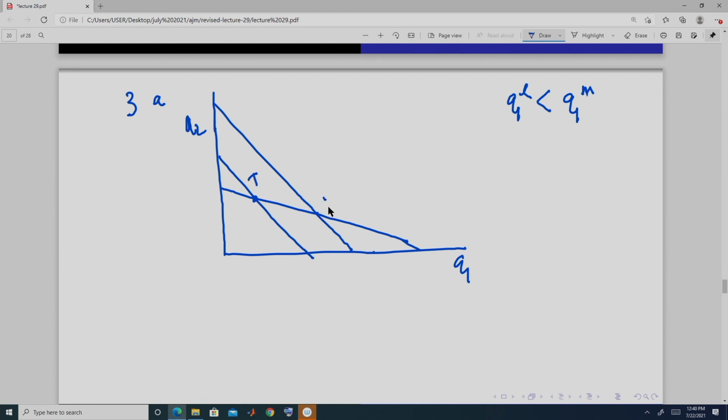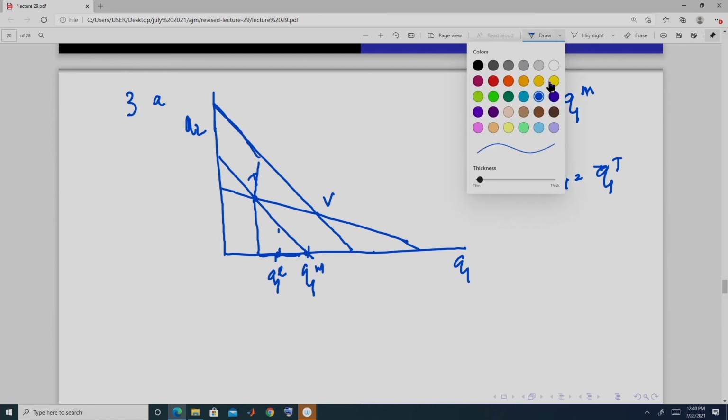This is point T, this is point V, and this is the Q1M. Now, here Q1L lies somewhere here, suppose it is at this point. Suppose this point is Q1L. Now, if K1 is equal to suppose T, then the reaction function is something like this, given by this green line.